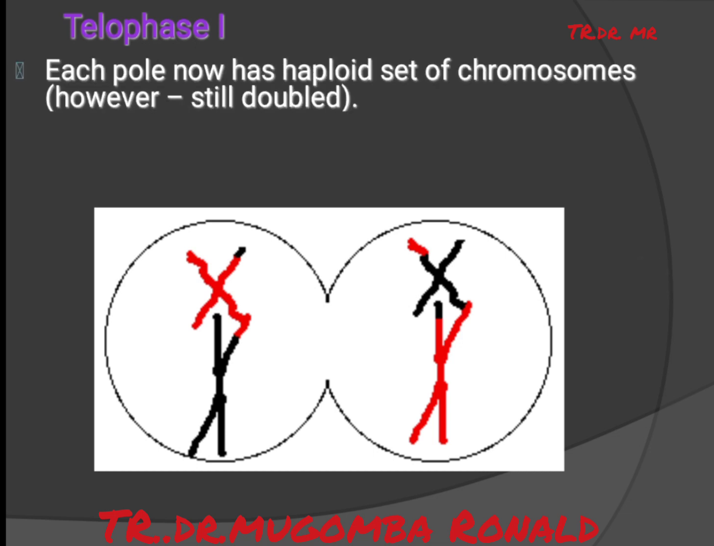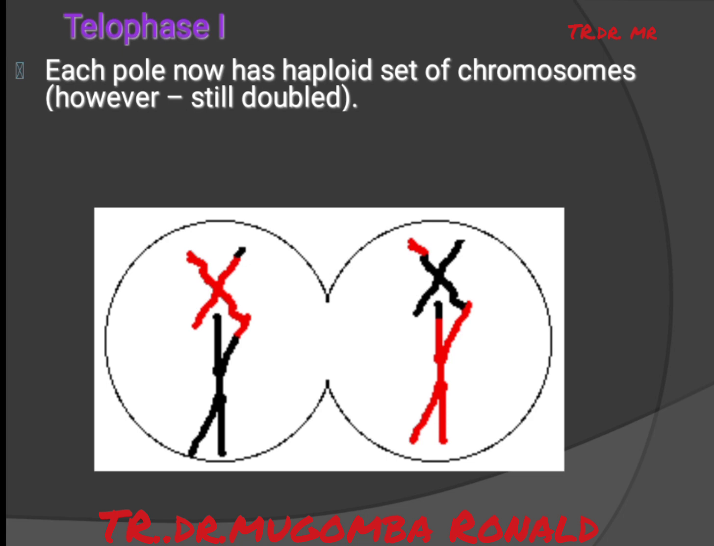So I'm leaving out these things, like for instance the nuclear envelope reappearing and the nucleus components reappearing, and the centrioles going to opposite poles. Those ones I'm leaving out because we talked about them in detail. Here I'm highlighting clearly the different components that are specific to meiosis. So each pole now has a haploid set of chromosomes, and we have the other side too, but it is still doubled.